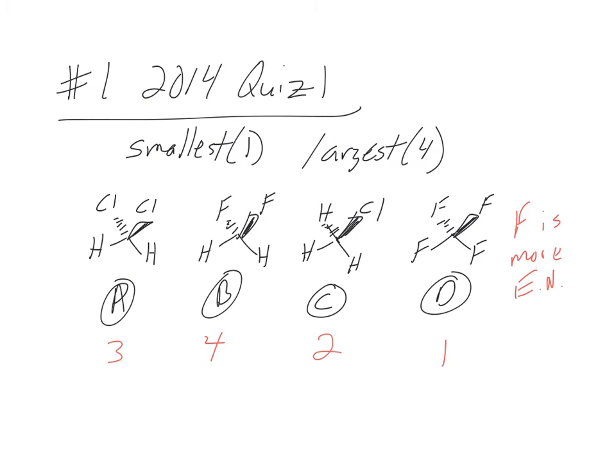So the part of the question, right, is, do you understand that these are in 3-dimensional structures? That's part 1. The other part of the question was, do you understand electronegativity differences and how that will affect these?